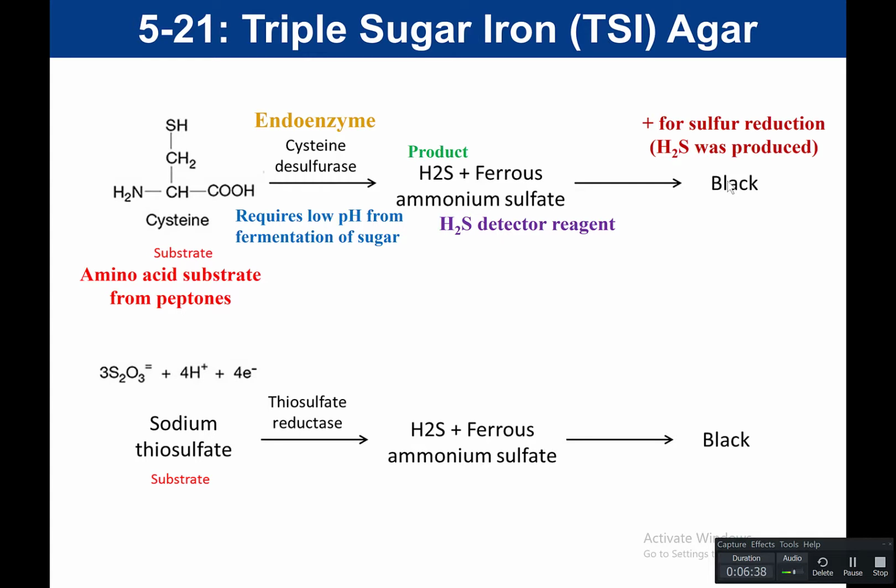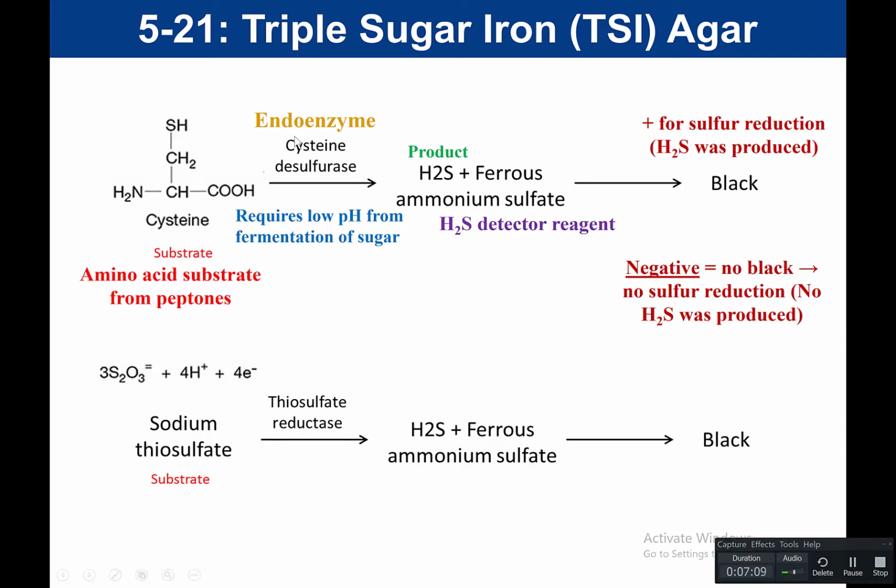How do we get H2S? Again, if bacteria can reduce the sulfur. So in this case, one of the substrates is going to be cysteine, our enzyme is going to be cysteine desulfurase, and our product is H2S, hydrogen sulfide. Now, the cysteine is not the only source of sulfur in the media. The other source of sulfur in the media is our sodium thiosulfate, which I'll talk about in a minute.